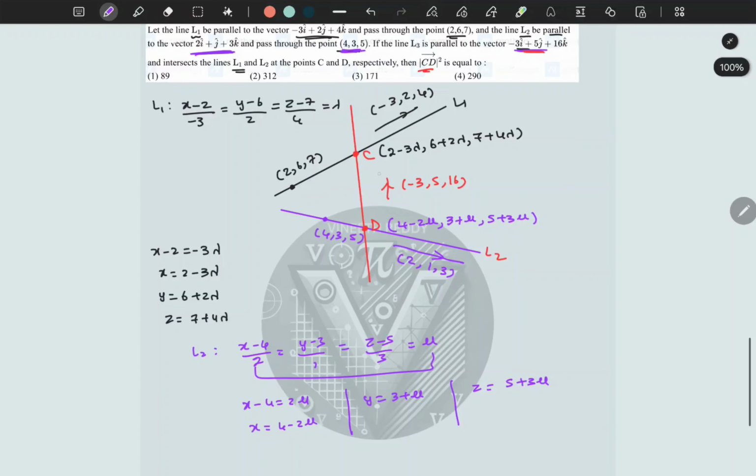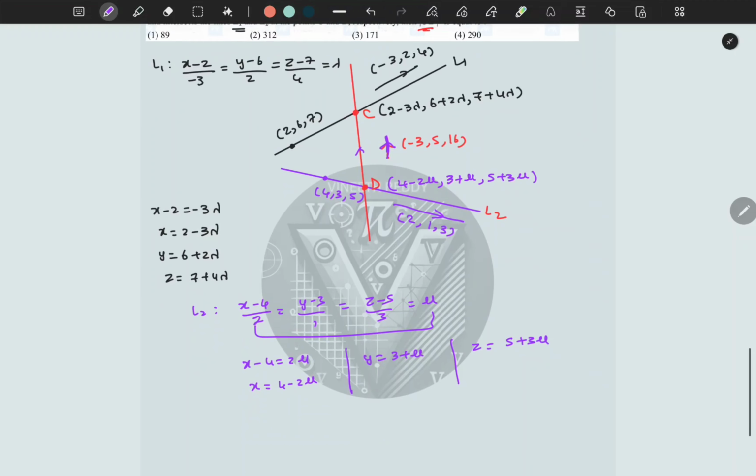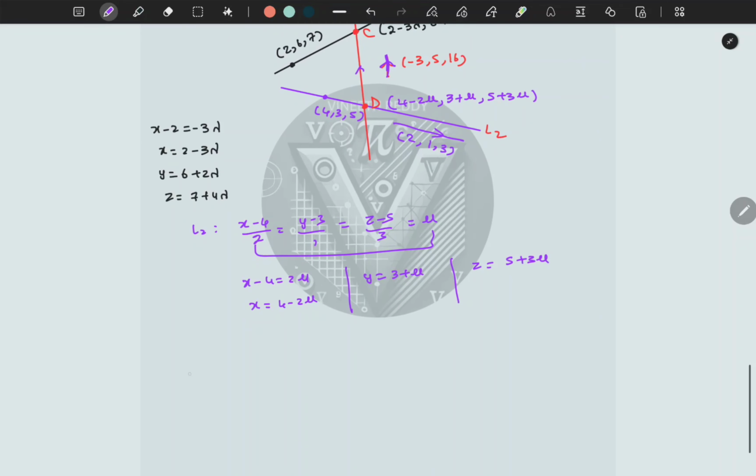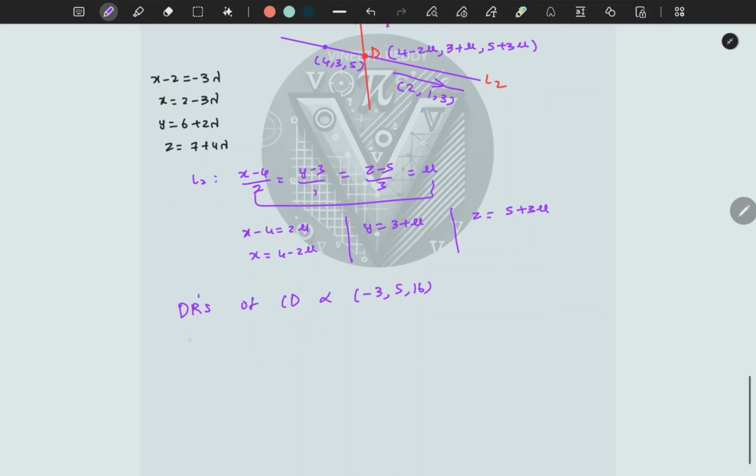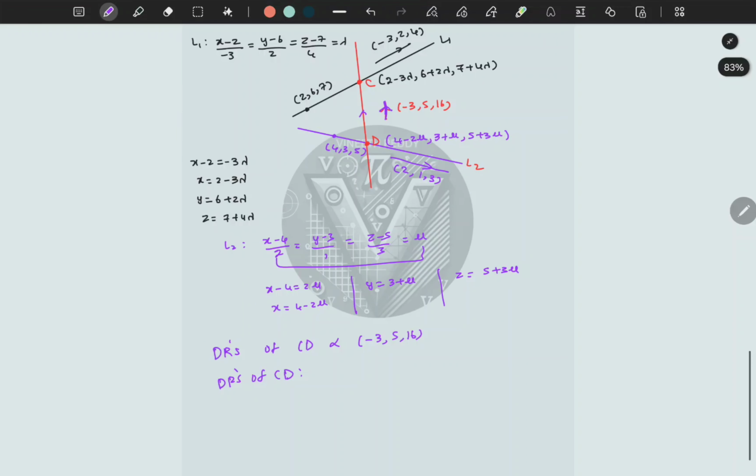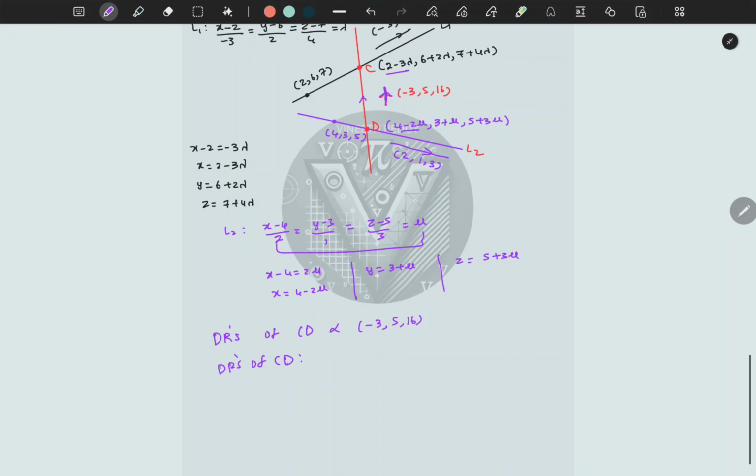Now how do we find the values of lambda and mu? For that we can do one thing. CD is parallel to this line, right? That means the direction ratios should be proportional. So the direction ratios of CD are proportional to minus 3, 5, 16. And how do we find the direction ratios of CD with respect to lambda and mu? That can easily be written this way: x2 minus x1, so (4 minus 2 mu minus 2 plus 3 lambda), (3 plus mu minus 6 minus 2 lambda), (5 plus 3 mu minus 7 minus 4 lambda).